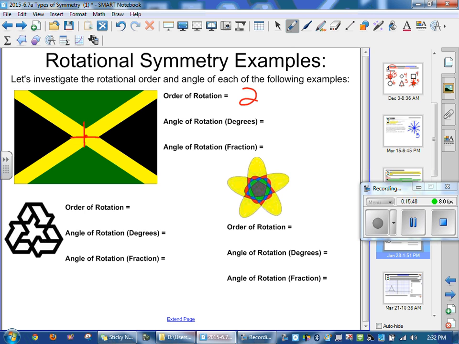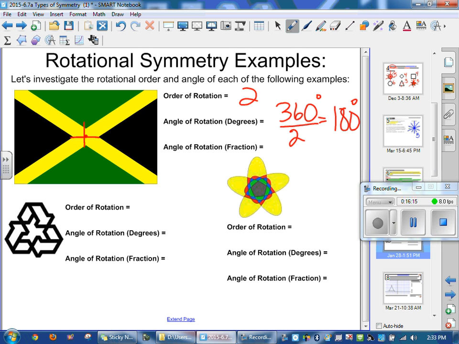Divide by what? 360. You're on the right track, but you're a little mixed up. Good. 360 degrees divided by 2 means each turn is 180. So each time it turns and covers itself is 180 degrees. It won't do it in 90, it won't do it in 75, and it won't do it in 50. It has to go a full 180 before it covers itself. Okay?